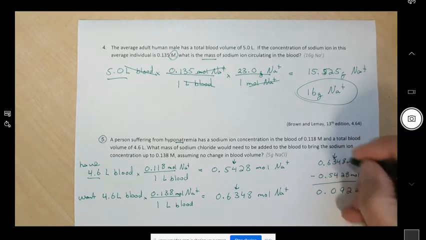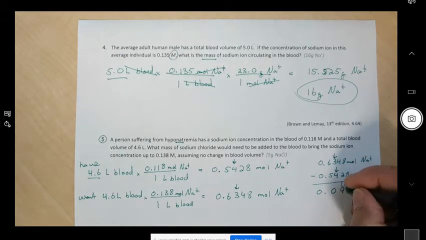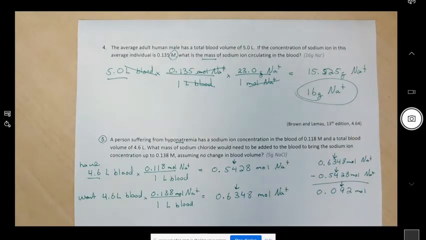If this is a sig fig and this is my last sig fig, then I can't be any more precise than my least precise decimal place, which actually ends up being right here. So I'm kind of keeping track of that. This one's a hard one for sig figs. It would not be on the AP exam. So what that means is that's how many moles of sodium ion I need to add to bring my concentration up to the 0.138 moles of sodium.